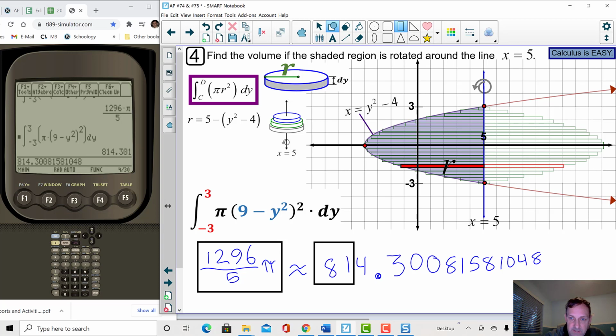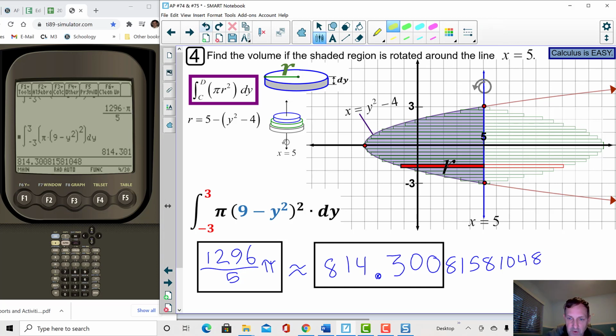If I had to give a decimal answer, I would just truncate this, and I'd give 814.300. If you do truncate your answer, make sure you put both of these zeros. Those zeros are very important because what it means is that that's not an exact value. It's either a rounded number or it's a truncated number. Of course, the best answer would be the exact value. So 1296 over 5 times pi would be the best answer for this question.